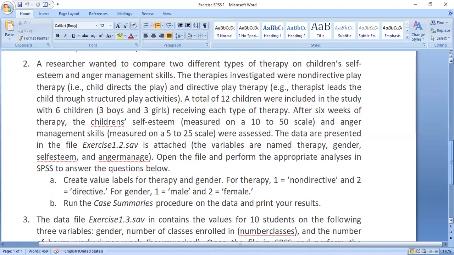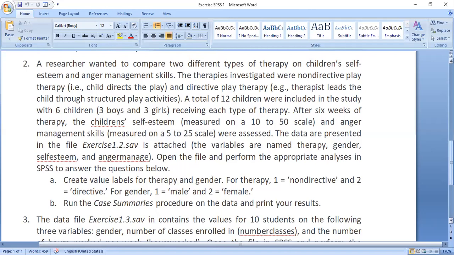If you look at question number two, it is about a researcher who wants to compare two different types of therapy on children's self-esteem and anger management skills. The therapies investigated are non-directive play therapy, where the child directs the play, and active play therapy, where the therapist leads the child through structured play activities. A total of 12 children were included in the study, with 6 children, 3 boys and 3 girls, receiving each type of therapy. After 6 weeks of therapy, the children's self-esteem, measured on a 10 to 50 scale, and anger management skills, measured on a 5 to 25 scale, were assessed.